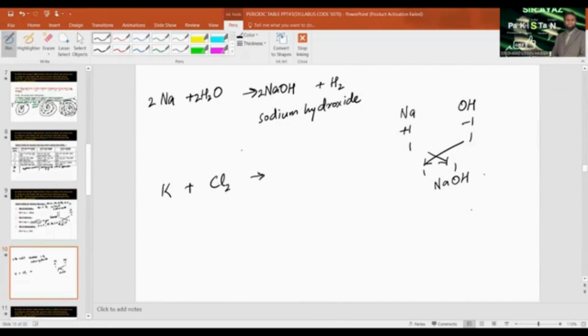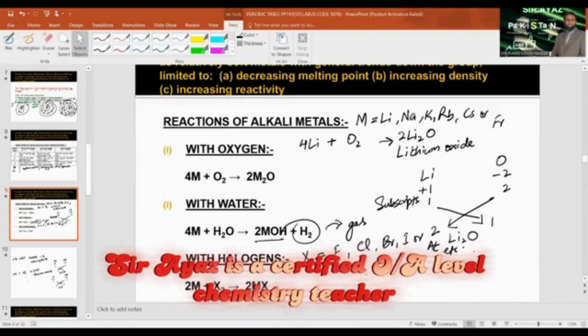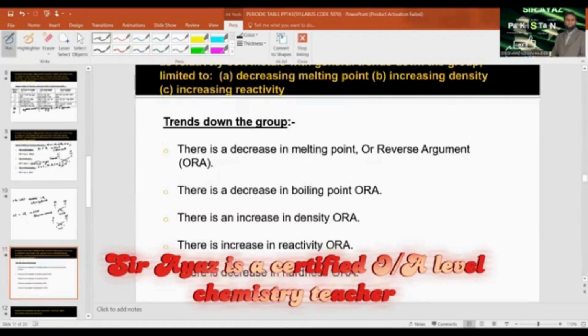What will be the formula of the compound formed between K and Cl? K belongs to group 1, the valency will be +1. Cl belongs to group 7, the valency will be -1. So ignore the charges. Subscripts will be exchanged, 1, 1. So in the end, you will get KCl. This is potassium chloride. Now let's balance the equation. Write 2 here, 2 here. Now it's balanced. In the same way, you can predict the reactions of other alkali metals with oxygen, water, and halogens.